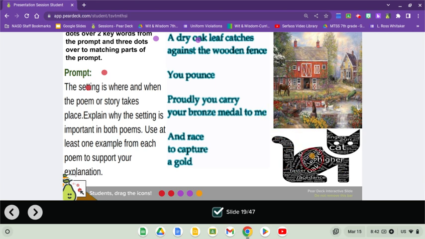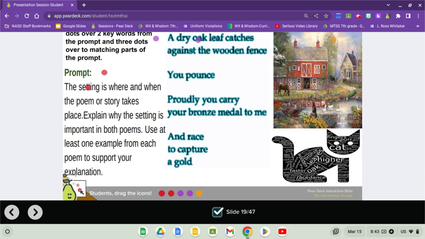Yes, Miles. Is the ocean that goes up there? Say one more time, bud. Is the ocean that goes up there? The orange dot goes on a picture that helps you to answer the prompt over here, which says, why is the setting so important?